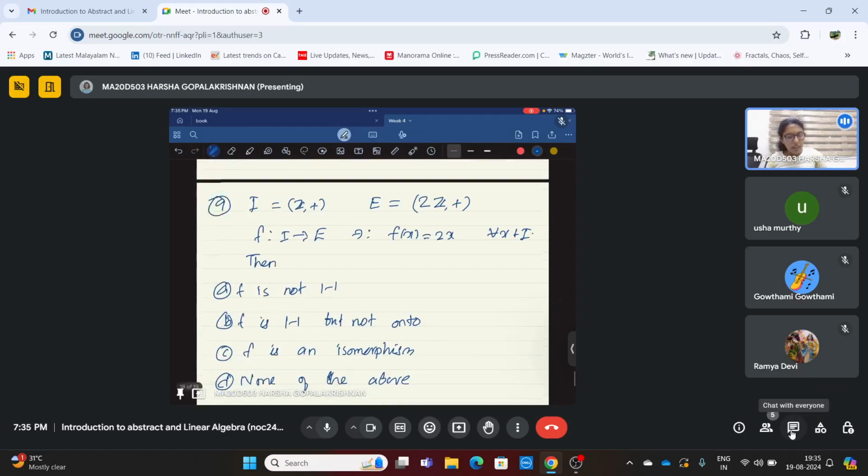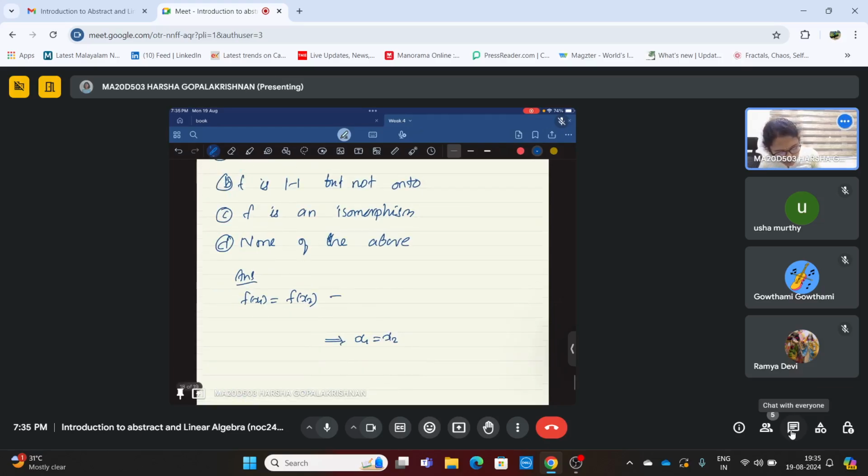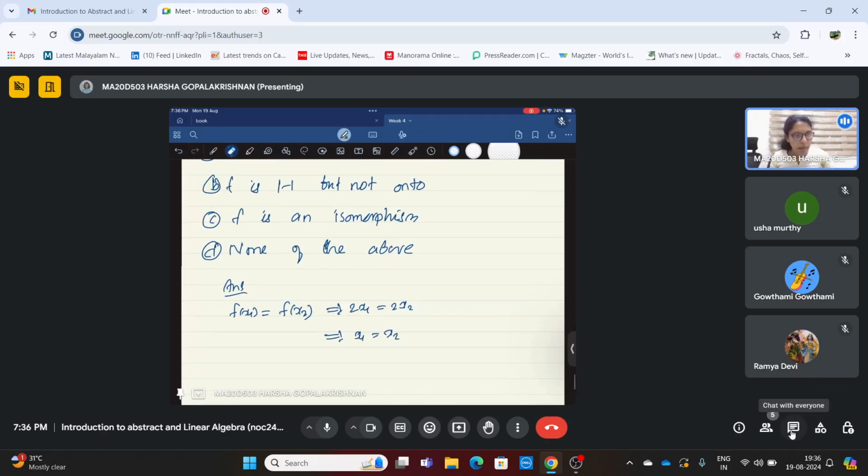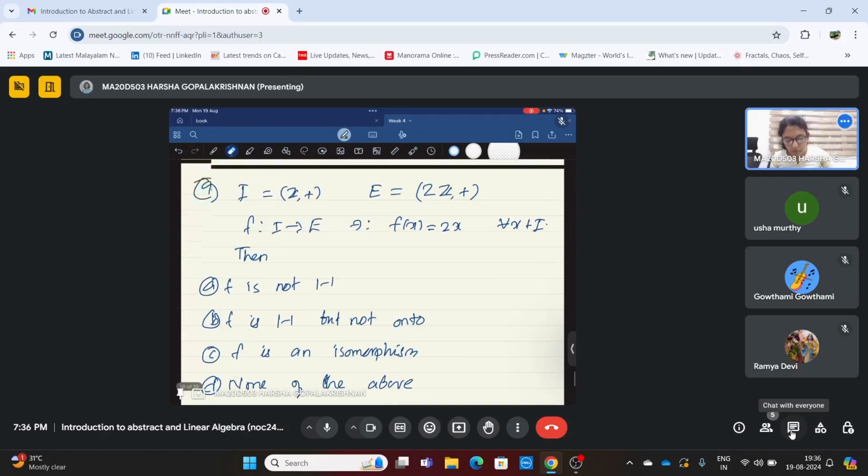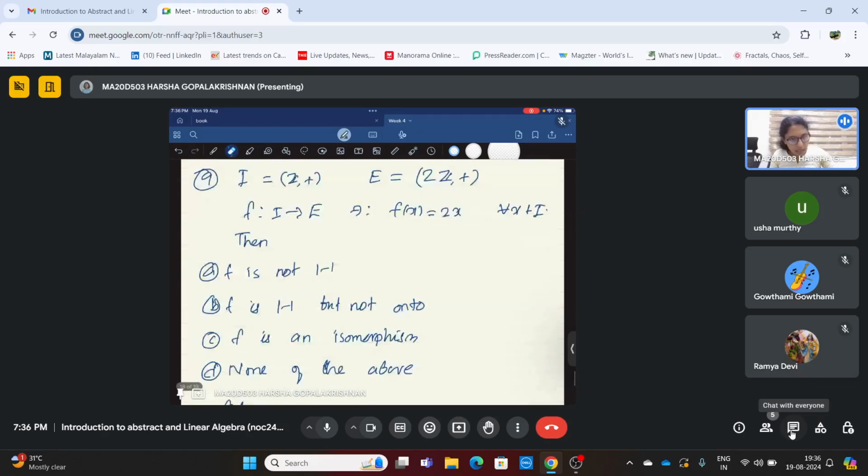Now what is the given function? f of x equal to 2x. So what is f of x1? 2x1. f of x2 is 2x2, correct? This implies 2x1 equal to 2x2. So it should imply x1 equal to x2, right? So it is very trivial to verify that it is a one-one map. Fine. So option A is passed.